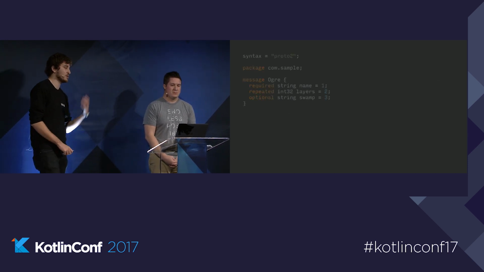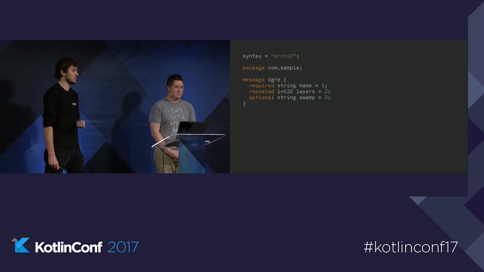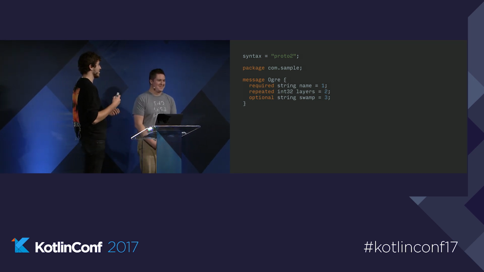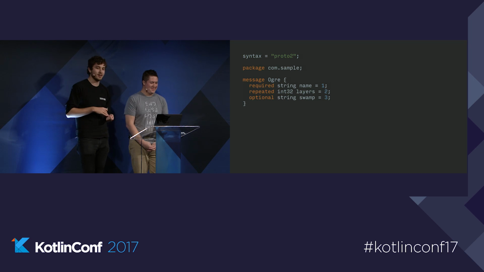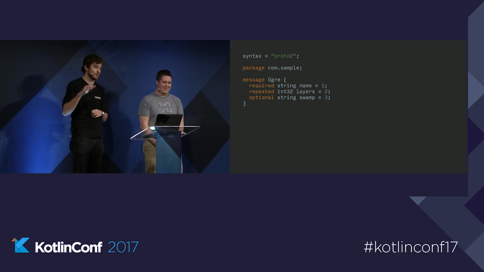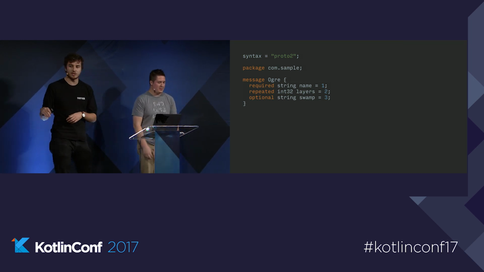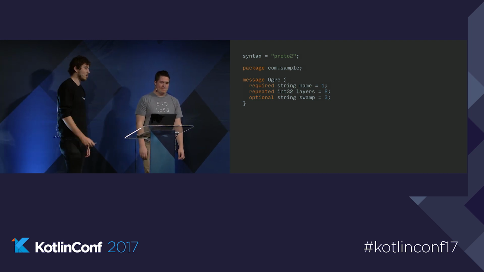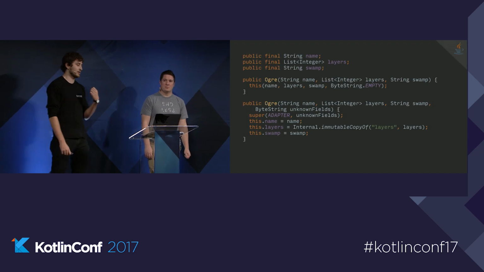So what a protocol buffer is, it looks like this little proto file. So here we're describing what an ogre looks like. There are 3 things for an ogre: a name, layers it has, and a swamp that it lives at. And there's already information here about the type, so required, optional, repeated, telling you if it's nullable or a collection of some sort. So what Wire generates right now, the Java code, looks something like this.